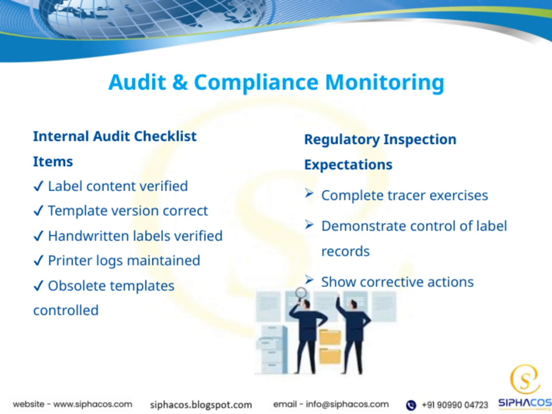Moving on to audit and compliance monitoring, we have a set of internal checks to ensure everything stays on track. For example, with our internal audit checklist, we verify that label content matches standards, and that we're using the correct template versions. We also check handwritten labels to ensure they're clear and accurate, and that printer logs are properly maintained to track label printing activity. Finally, controlling obsolete templates is crucial. We need to make sure outdated templates are removed from circulation to prevent any accidental use.